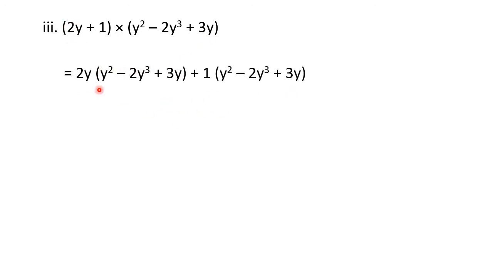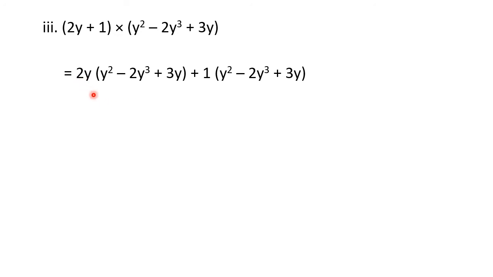See, 2y and the second bracket is written completely as it is. Here no sign is there, which means multiplication. If you want, you can give a multiplication sign also. Then plus 1, and then the second bracket is written as it is. Okay, now let's again open the brackets.